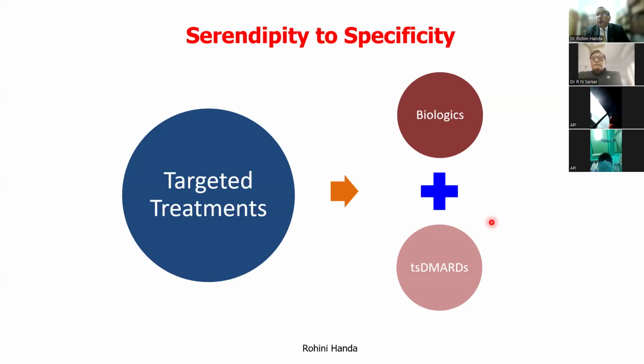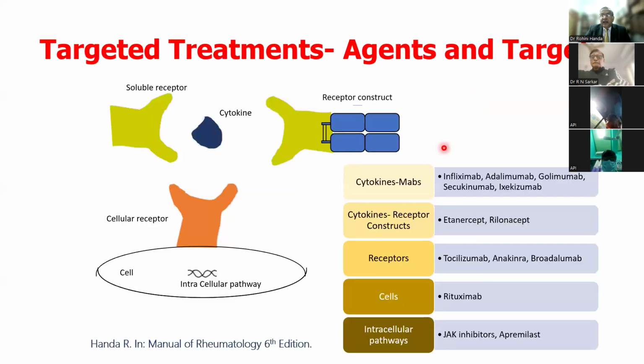I have told you about the judicious use of glucocorticoids, but what has caught the world of rheumatology with a storm is the targeted treatments where you move from serendipity to specificity. Drugs, designer drugs, which target certain molecules, cells, cytokines, and I am talking of the biologicals and the JAK inhibitors.